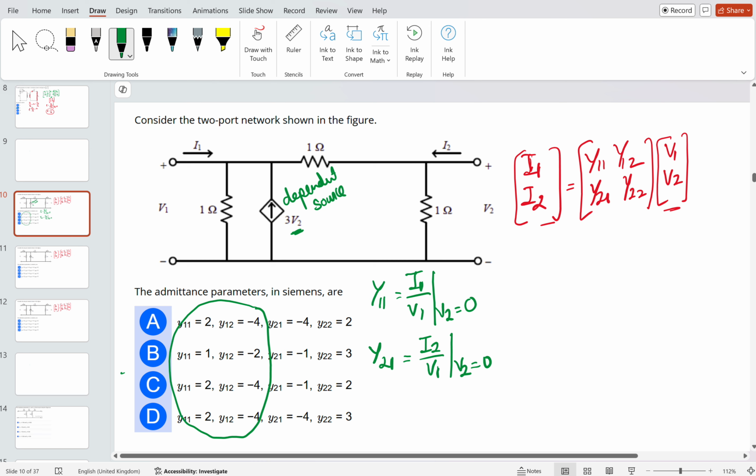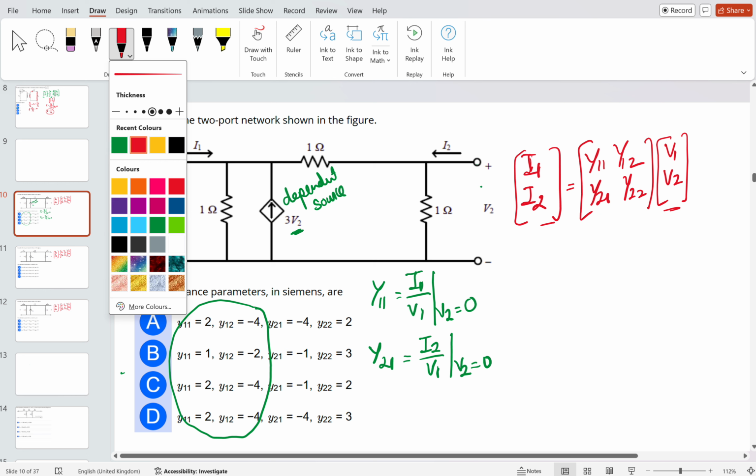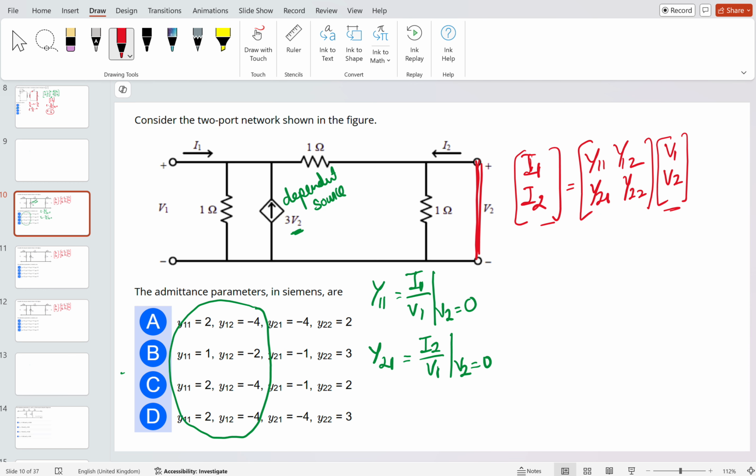When you short circuit the output side here, this 1 ohm will not come into the picture, and this current source will also not come into the picture. Why? Because the 3V2 will become 0, and 0 current means it is open circuited. And here it is short circuited, so there will be no current passing through the 1 ohm. All will go through the lowest resistance path.